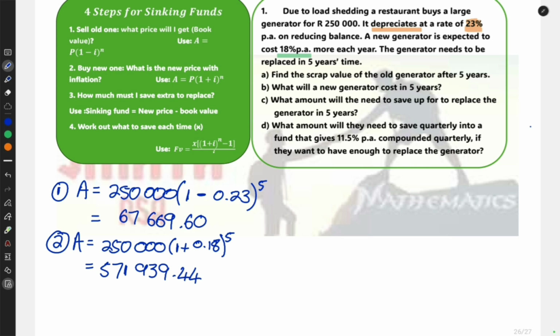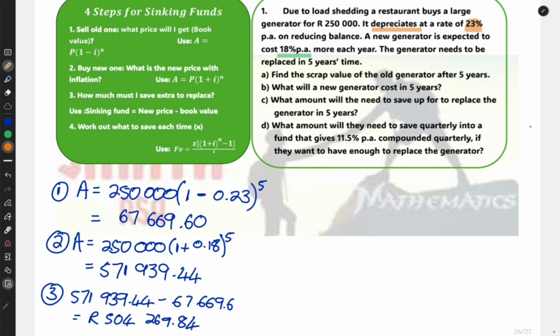So let's just do step three. How much do I need to save to replace this? I'm just going to take those two answers and subtract them: 571,939.44 minus 67,669.60. And the answer to that question of how much this company must save up is 504,269.84. Now I can get to the last question.